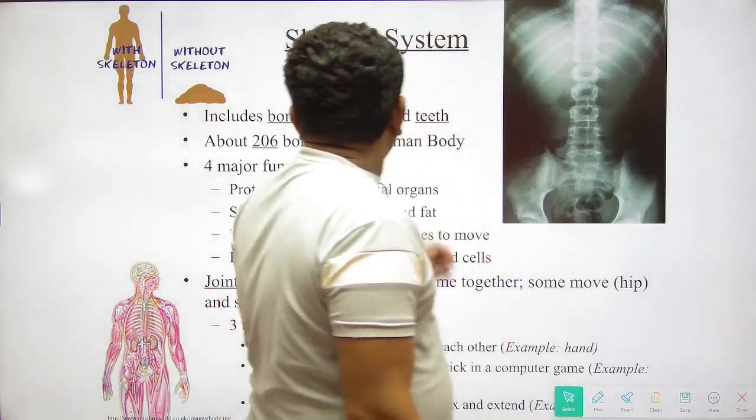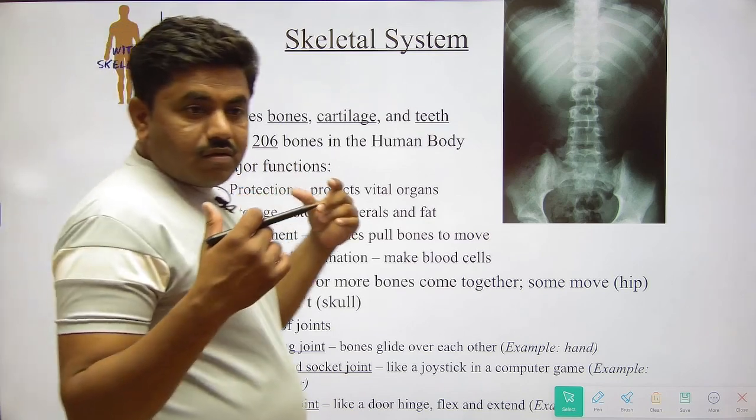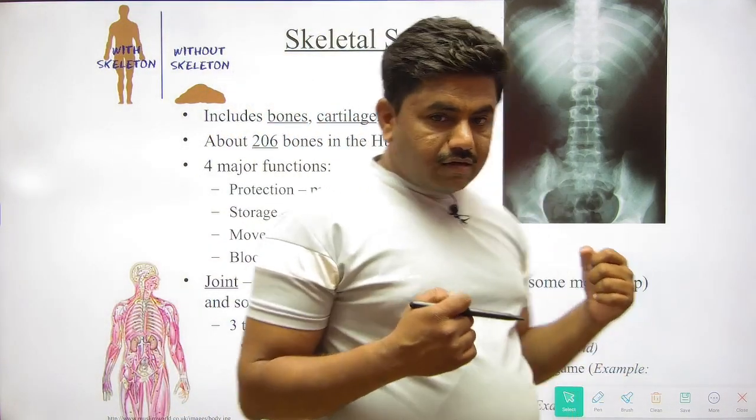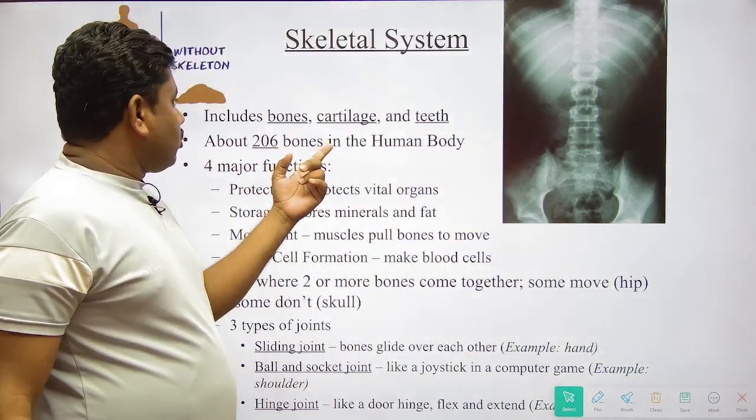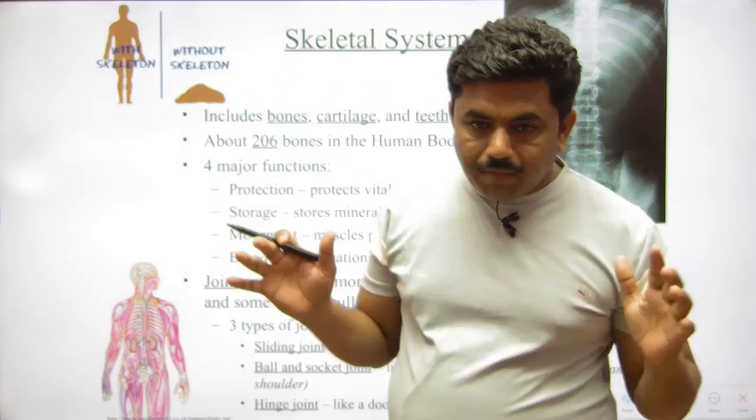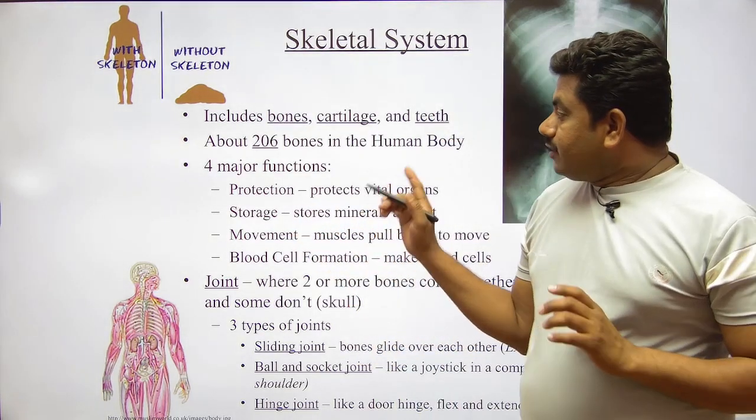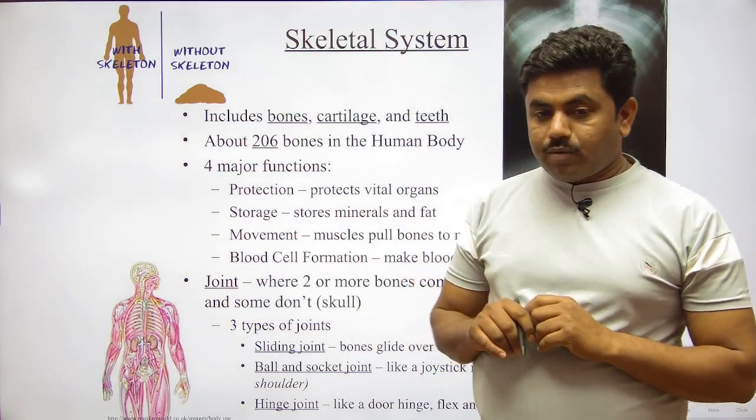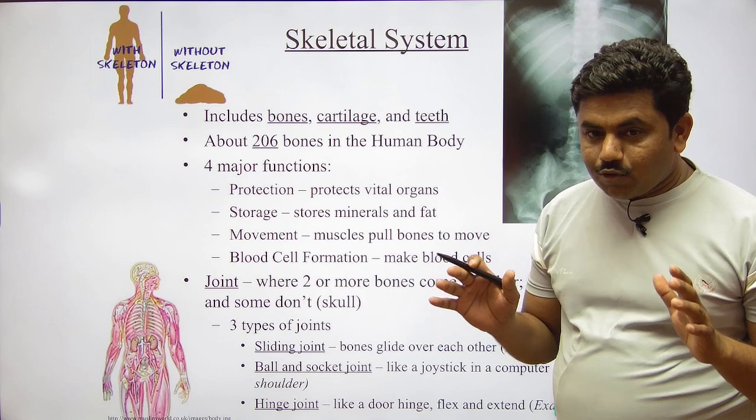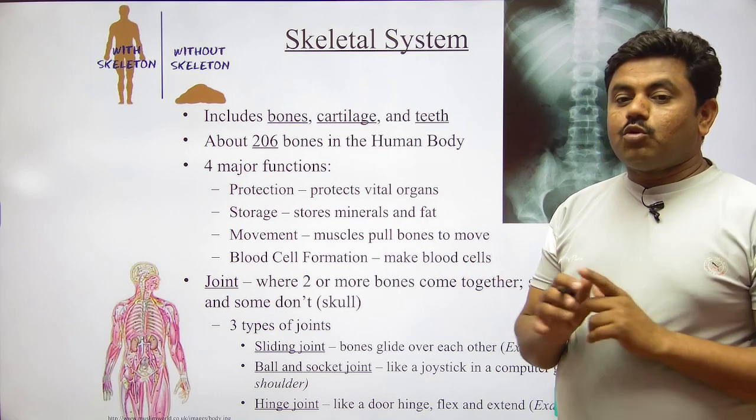Now see the next, the skeletal system, which is related to the bones. It includes the bones, cartilage, and the teeth. Teeth are also one type of bone in our human body. About 206 bones are there in our human body. How many bones are there in our human body? About 206 bones.